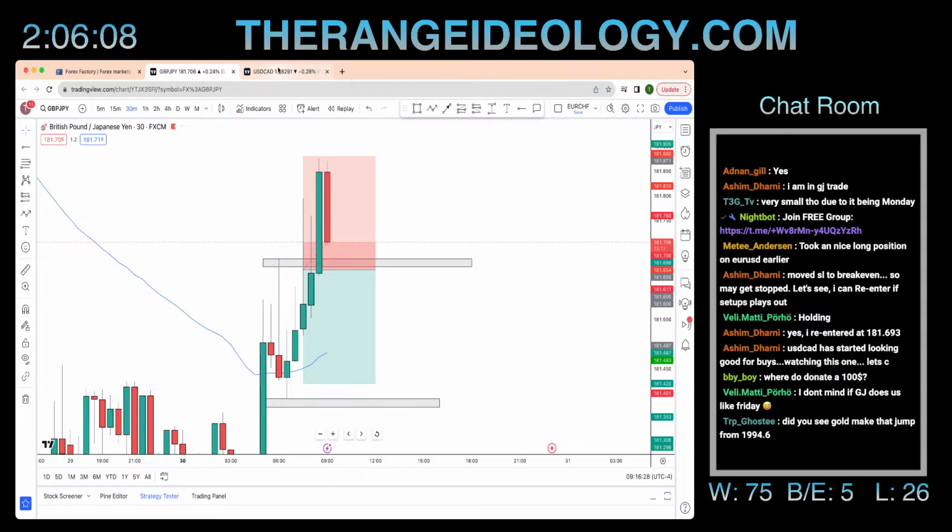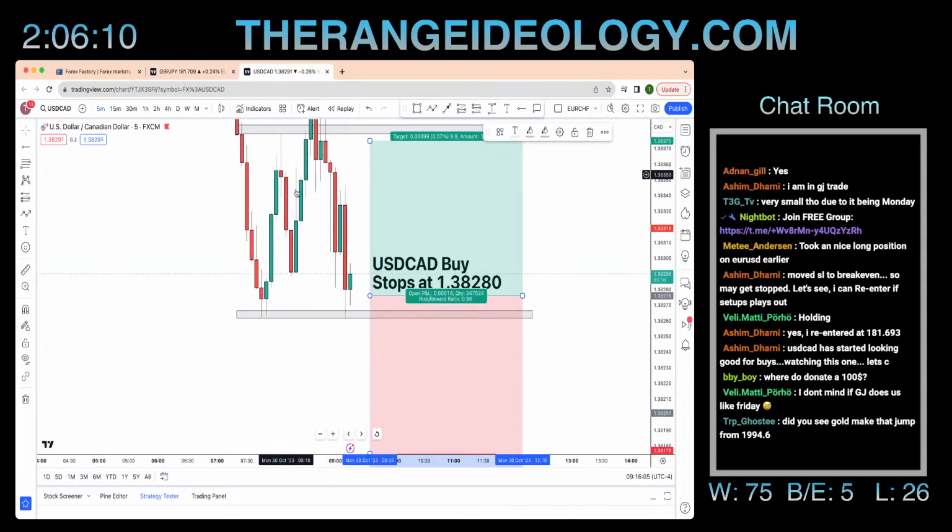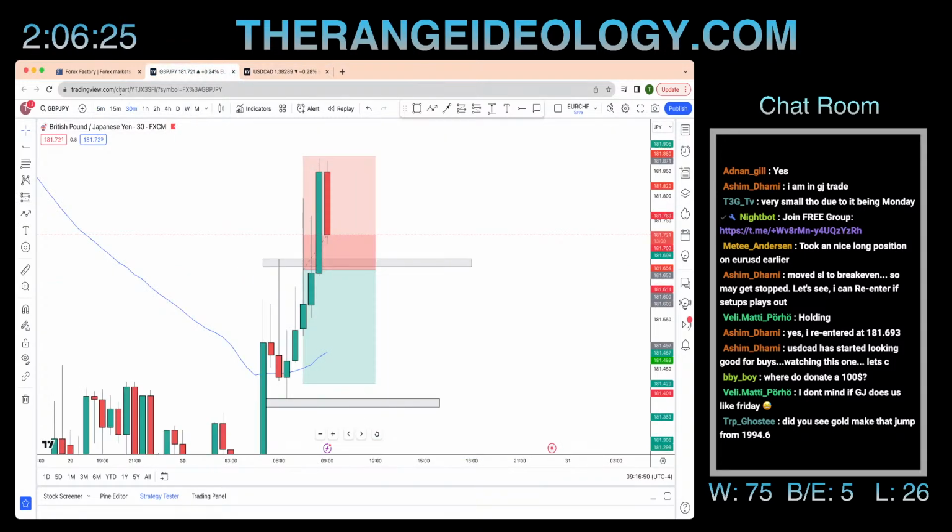Well, strong bearish push from GJ, guys. Strong bearish push. Again, USD CAD did not give me that break. You can see the wick smashed here. Again, it's in compliance with the range. However, it did not break that level, so I was not able to enter the buy stops according to that plan.